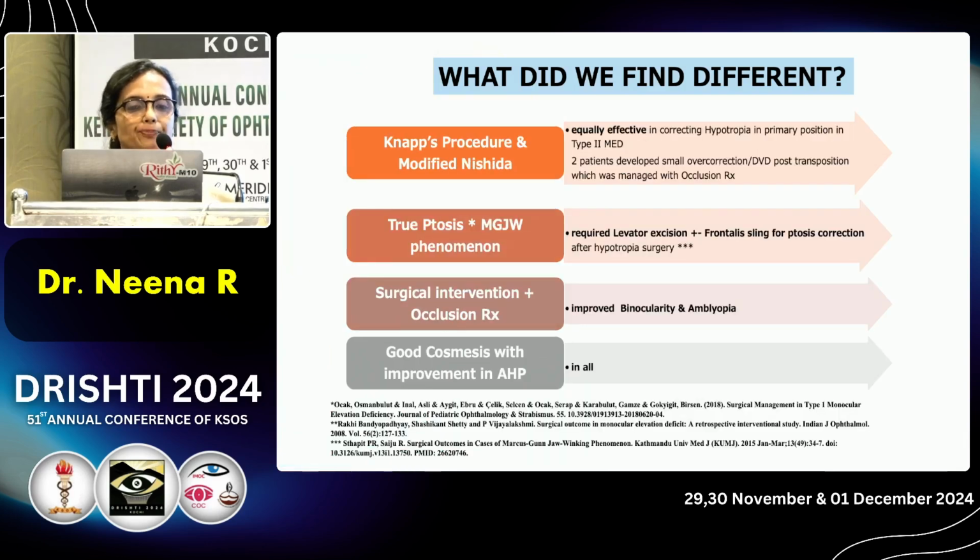And in type 2 MEDs with negative FDTs, the NAPS procedure and modified Nishida were equally effective in improving the hypertropia. True ptosis and Marcus Gunn jaw winking phenomenon needed additional ptosis correction. Surgical intervention and occlusion therapy improved the binocularity and amblyopia in our series, and good cosmesis with good improvement in AHP was seen in all patients.